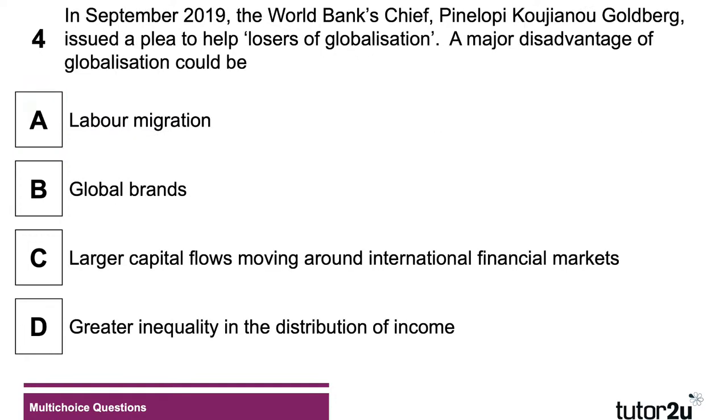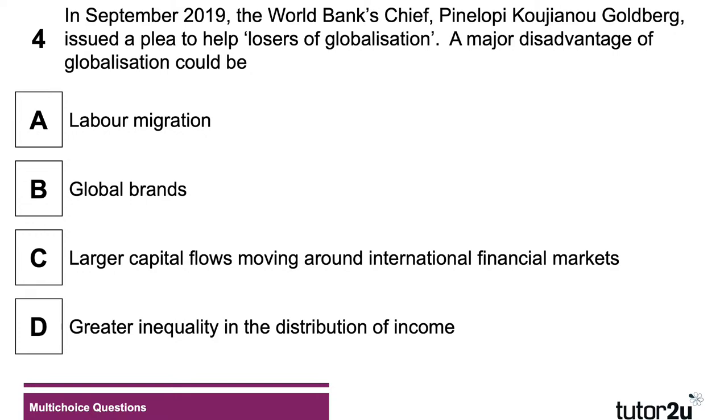Okay. And the last of these, sorry, we have now got on the screen the last of our four multiple choice questions. So now we're coming bang up to date. In September 2019, the World Bank chief, Penelope Gudjana-Goldberg, issued a plea to help losers of globalization. A major disadvantage of globalization could be which of those four? Who are the losers here, the losers of globalization?